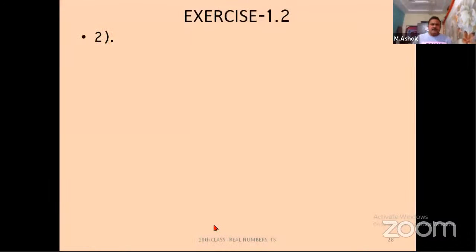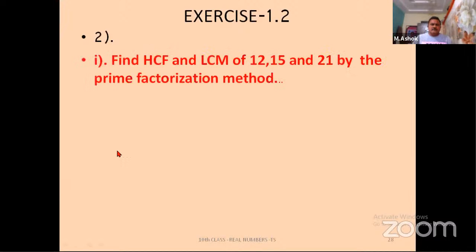So in exercise 1.2, in the second sum, look at this first bit. Here he has given three numbers. Find HCF and LCM of 12, 15, 21 by the prime factorization method. So you may find the HCF and LCM of two numbers or three numbers or any numbers. So the process is the same.